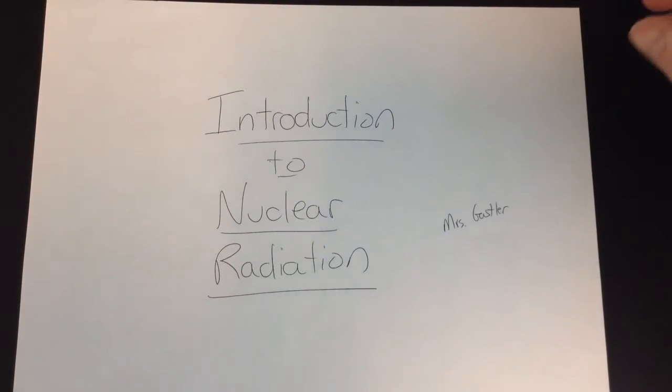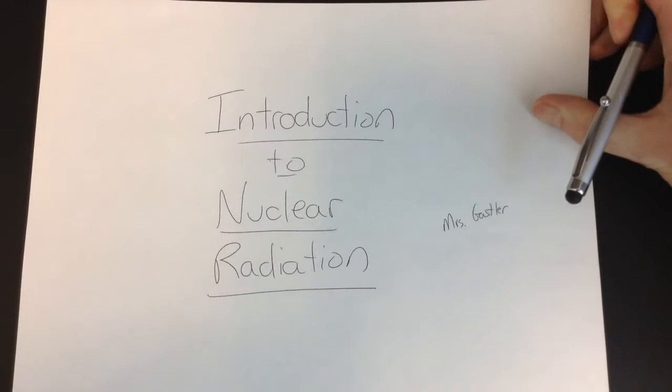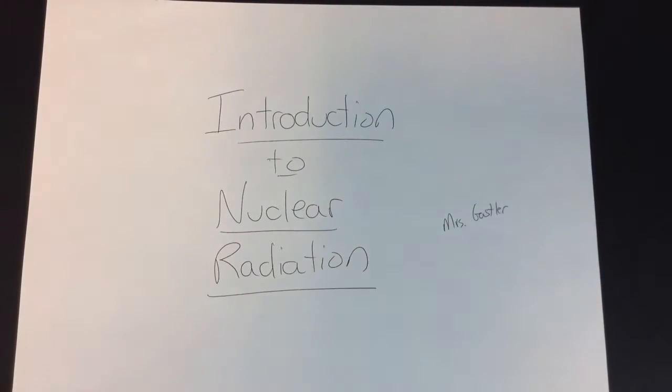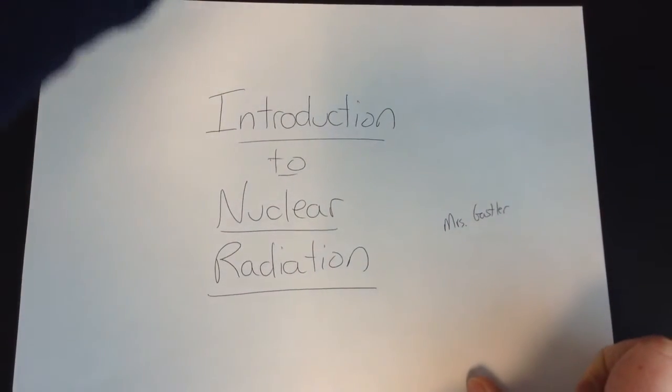Hi guys, in this video we're going to start talking about nuclear radiation. This is a branch of chemistry where we're talking about the inside of the atom. More often than not, chemists are more concerned with the atom as a whole and how it interacts with other atoms, and so nuclear radiation is usually a part of physics because physicists are a little bit more concerned with what's going on inside. So let's get ready to talk about it.